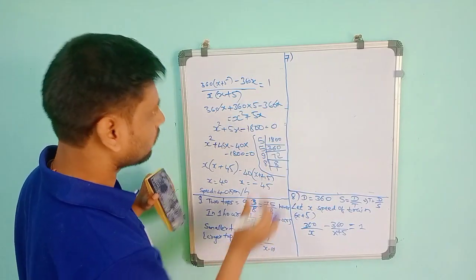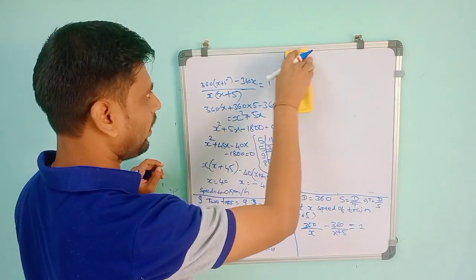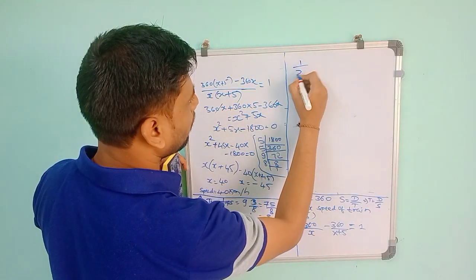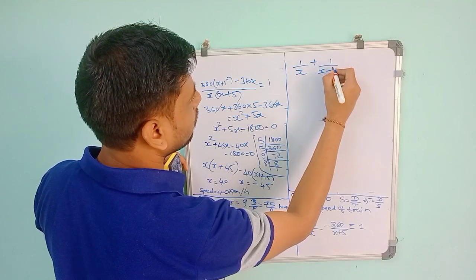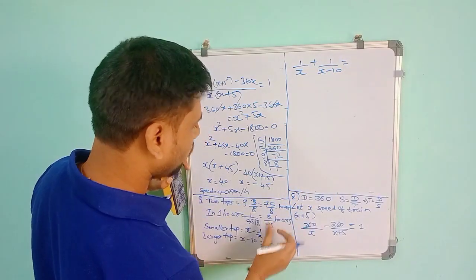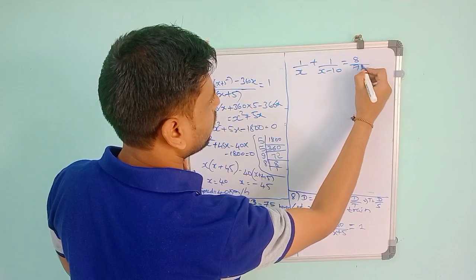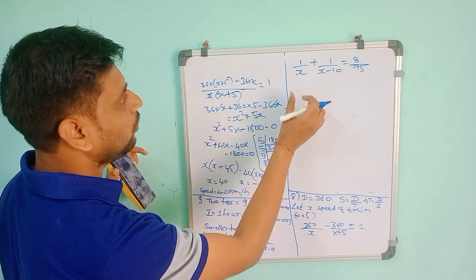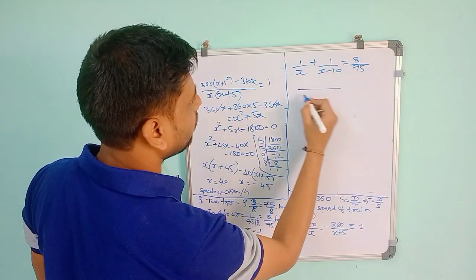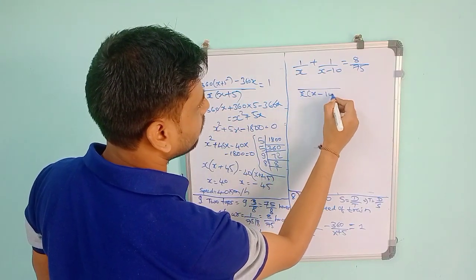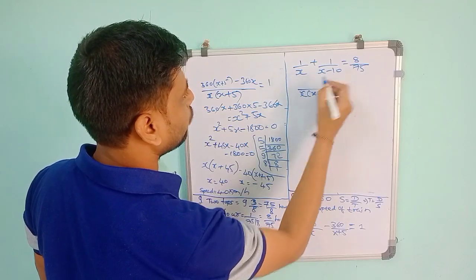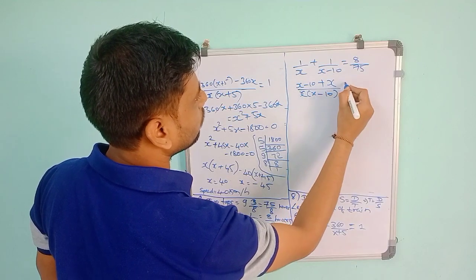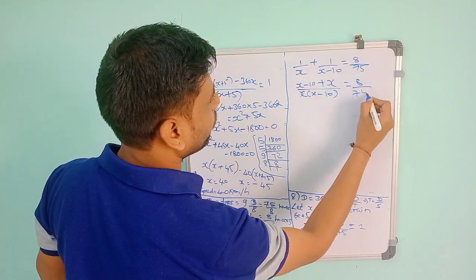Then both means you have to add, and together they take 75 by 8 hours. So 1 by x plus 1 by x minus 10 is equal to, in 1 hour, 8 by 75. If you take the LCM, it will become x into x minus 10. So x minus 10 remains, plus x, over that, equals 8 by 75.